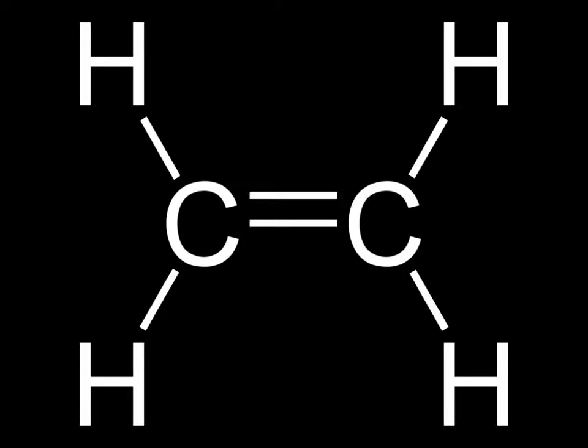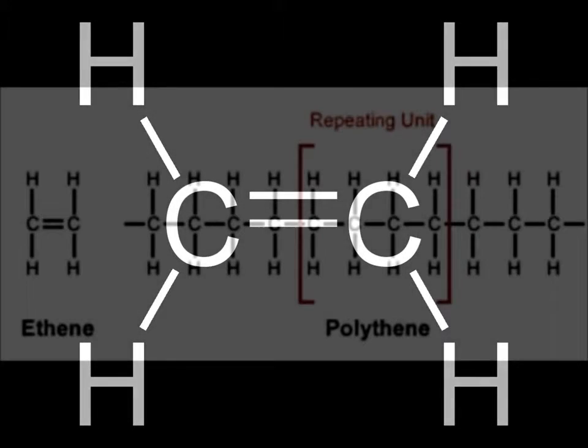Here we have ethene. Now a polymer is a large molecule made up of repeating units of small units called monomers. Ethene can be called our monomer, so when we join lots of ethene molecules together we produce this.